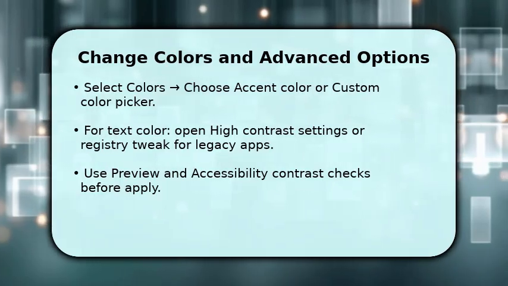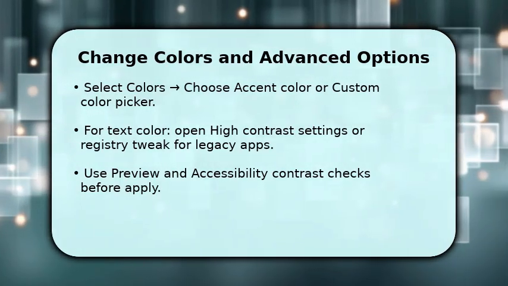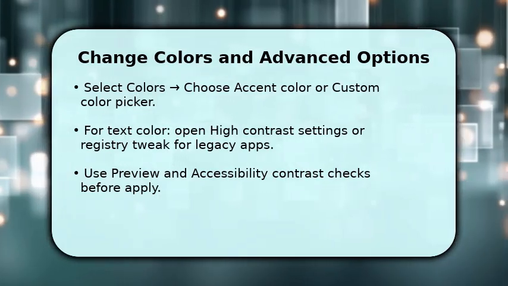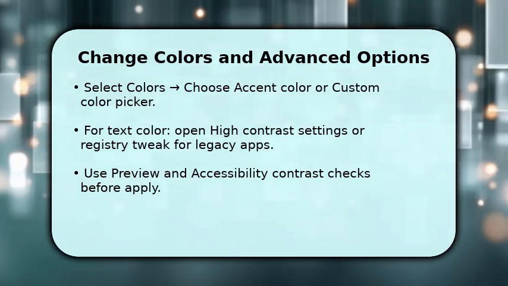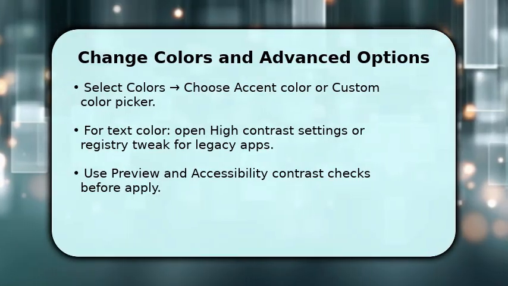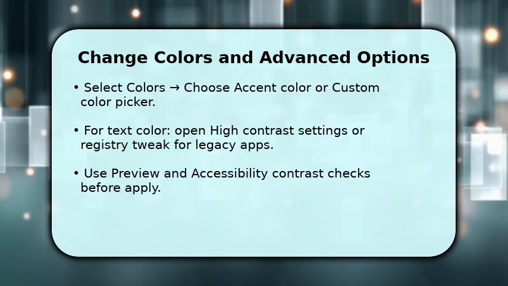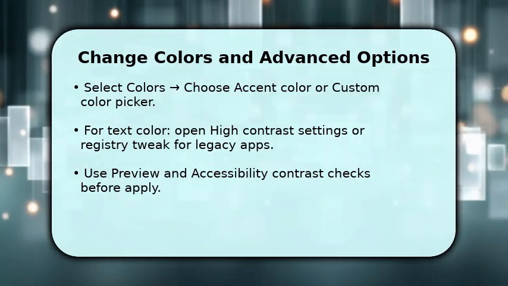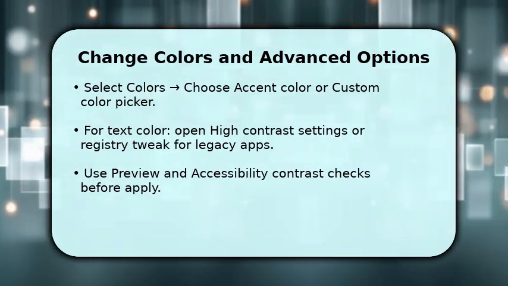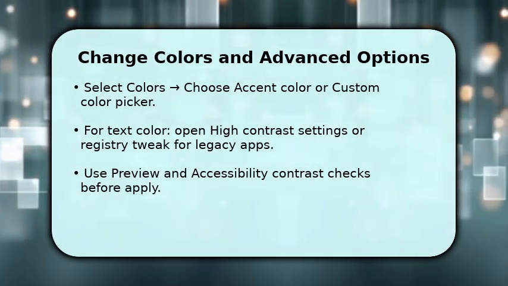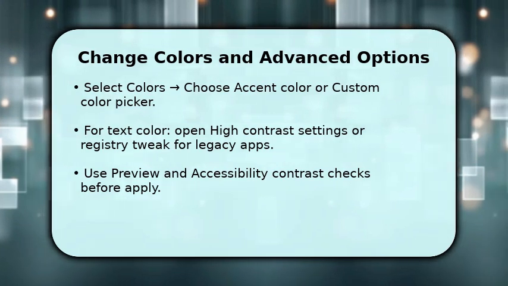For changing text specifically, open high contrast settings and customize the text, hyperlink, and disabled items. This changes many UI fonts. If older apps ignore settings, you may need a registry tweak under HKCU/Control Panel/Colors. Make a backup first. Make sure to test readability and contrast to avoid accessibility problems.